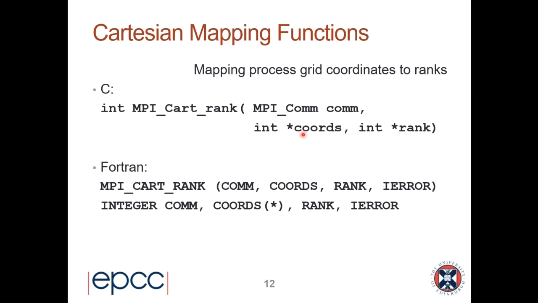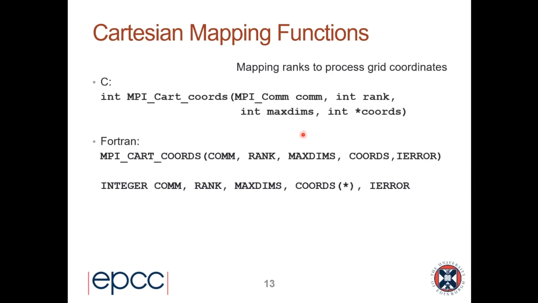The inverse is MPI cart coords, mapping ranks to process grid coordinates. So MPI cart coords says, given a rank, what are its coordinates? You have to supply a little array, and you get back the coordinates, which is nice. Same in Fortran. This is the number of dimensions, and this is the coordinates.